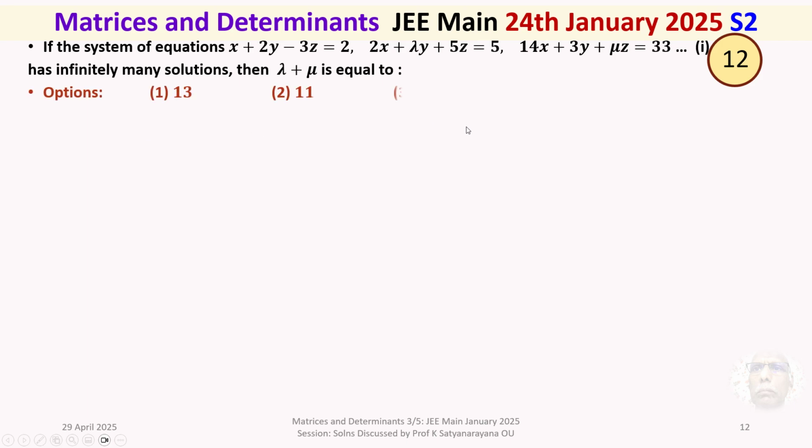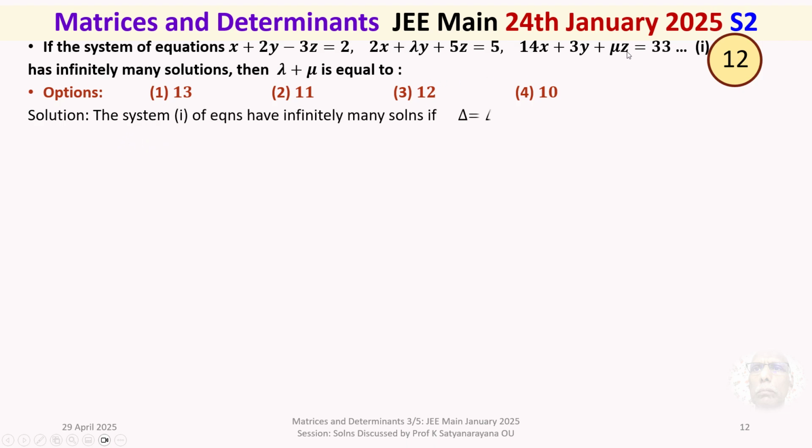We are given 4 options. Right. Finding the infinitely many solutions, on infinitely many solutions, we have already got one question in this session only. Let's now discuss the solution of the problem in detail. The system of equations 1 have infinitely many solutions if delta, the determinant of the coefficient matrix, is equal to delta 1 is equal to delta 2 is equal to delta 3 is equal to 0.